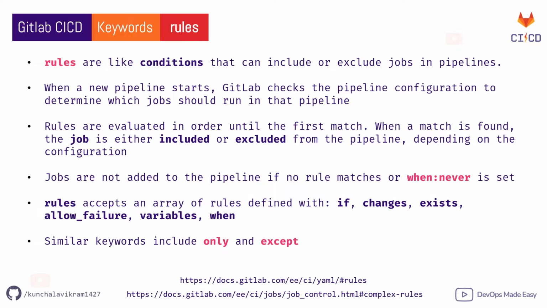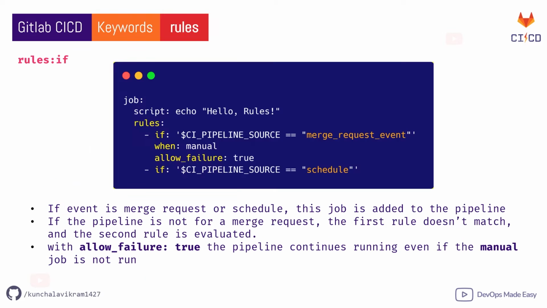Now let's talk about the other types of keywords as well, like rules. Rules are like conditions that can either include or exclude jobs in your pipelines. Rules are evaluated in order, but before understanding rules, let's see an example first. Here I have a job by the name job itself, and I have some commands defined in the script. I have rules here. This rule has two if conditions. As I said, rules are evaluated in order. If the first condition fails, it will look for the second condition. If the second condition also fails, this job will not be executed.